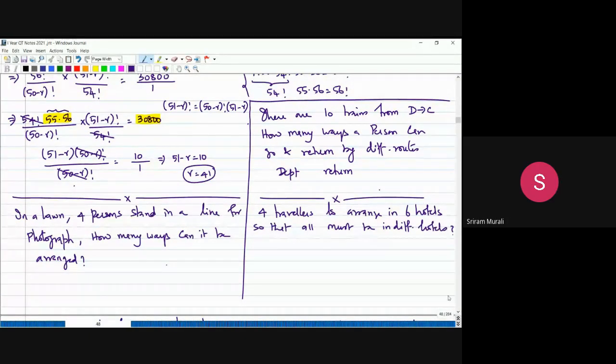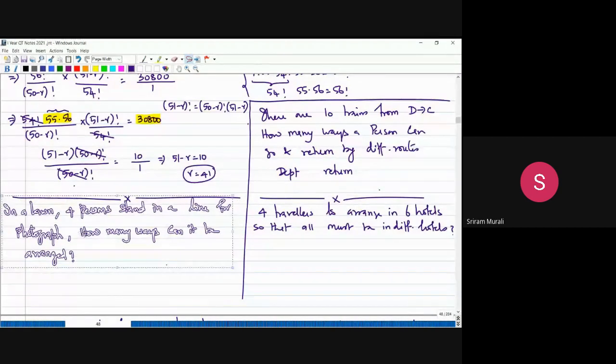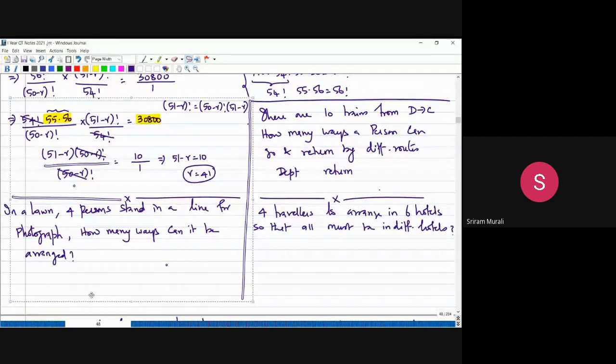In a lawn, there are 4 persons. We want to arrange them for a photograph. How do you arrange? That is the thing. In how many ways can this be arranged?